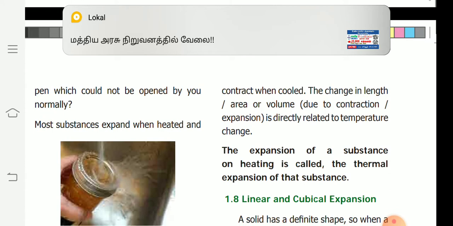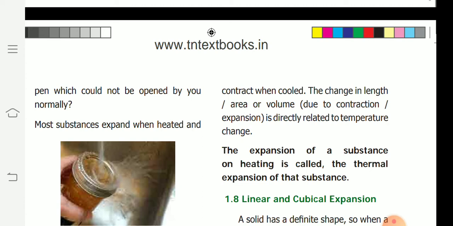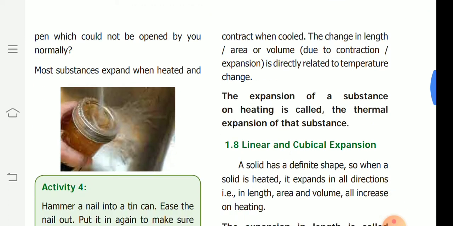The change in length, area or volume is directly related to the temperature change. The expansion of substances on heating is called the thermal expansion of the substance. When a solid is heated, the expansion is called the thermal expansion of the substance.